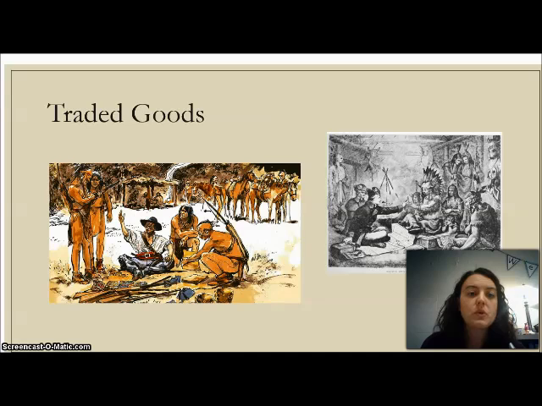And then finally, we do have some trade that happened between England and Native America. We traded tools and weapons and furs and different goods, just like the other countries did.